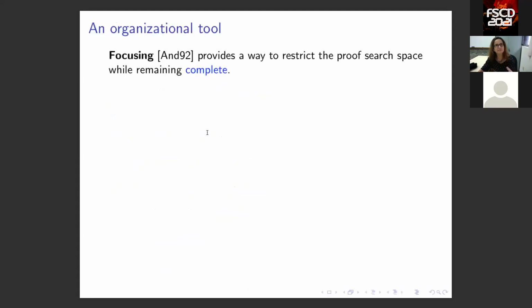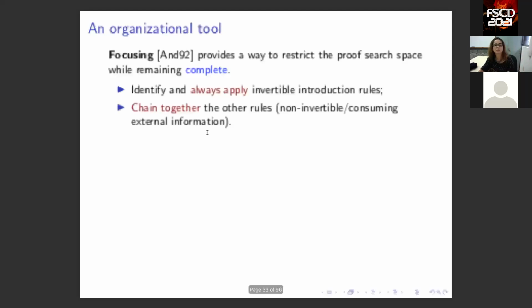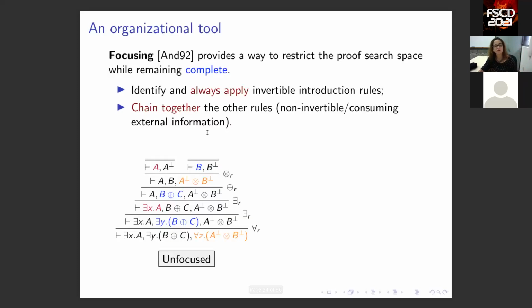Okay, so this is the idea of focusing. Focusing provides a way of restricting the proof search space. And it's a discipline that is complete for linear logic. The idea is that you're going to identify first the rules that are invertible, so you can apply them no matter what. And then you're going to chain together the non-invertible ones in one, let's say, block that we call the focus block. So the idea of focusing is more or less like this.